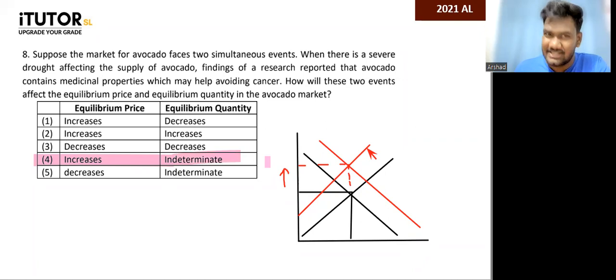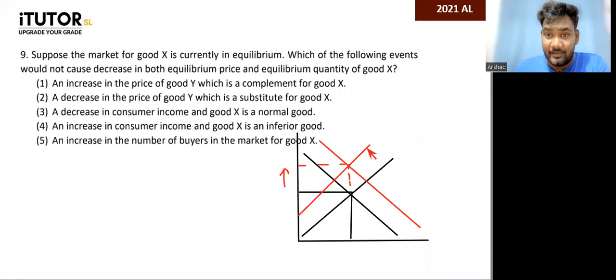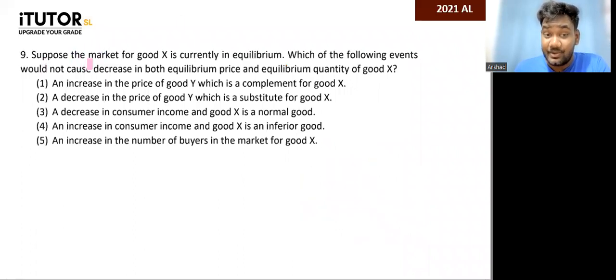Can you see? Same question again and again now. Going to the next. Okay. Question number 9. Suppose the market for good X is currently in equilibrium. Which of the following events would not cause a decrease in both equilibrium price and equilibrium quantity? Okay. We'll draw one by one and see.